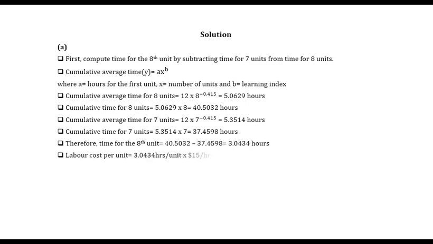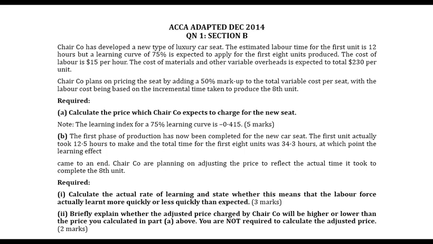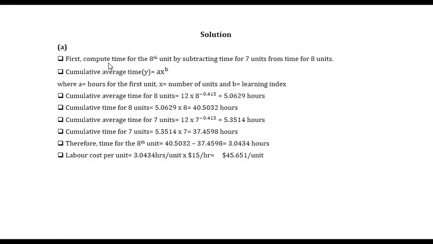Now how do you obtain the labor cost? Labor cost per unit equals hours per unit times the labor rate. Hours per unit equals 3.0434 as we obtained, multiplied by the labor rate, which we are given in the question as $15 per hour. You can see it in the question: labor rate $15 per hour. Then we go back to our question. If you multiply them, we obtain 45.651 per unit.